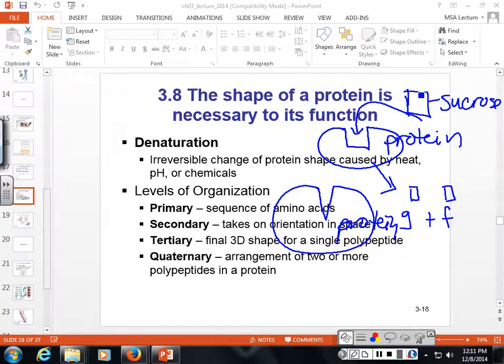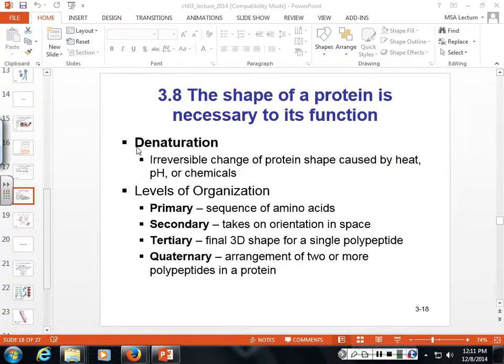Can the sucrose fit into that wedge? No, it can't. So you will not get a product out. So what am I trying to say? If you change the shape of the protein, it may not be able to do its job anymore. And we call that denaturation.